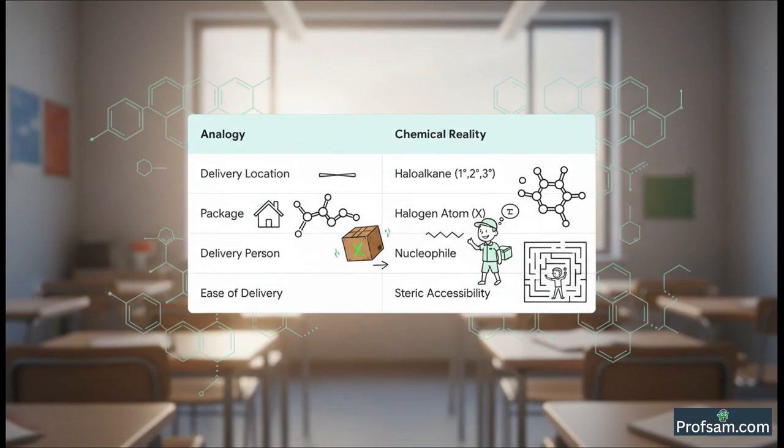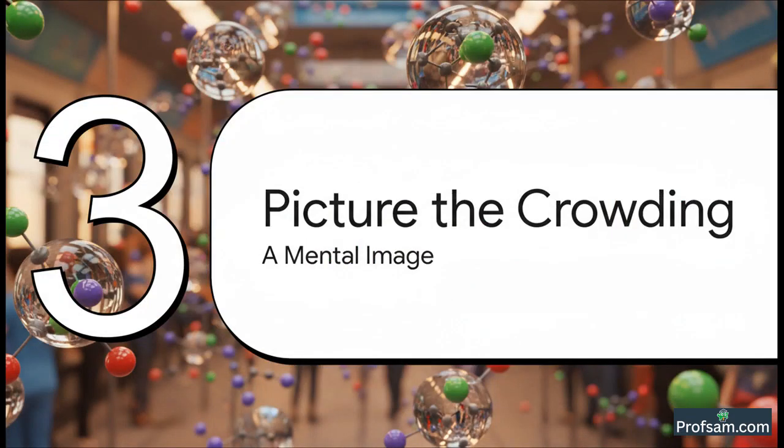And the ease of delivery is what chemists call steric accessibility. Basically, how easy is it to physically get to the reaction site? Now let's try another way to see this. Let's build a clear mental picture of what this crowding actually looks like at the molecular level.